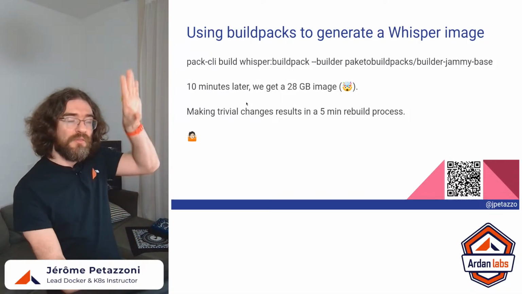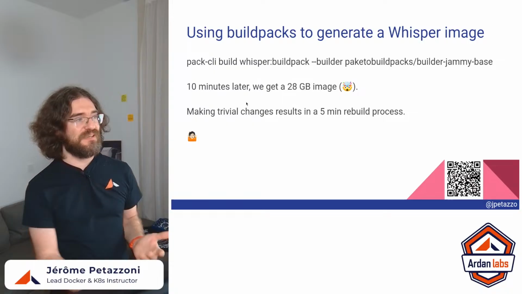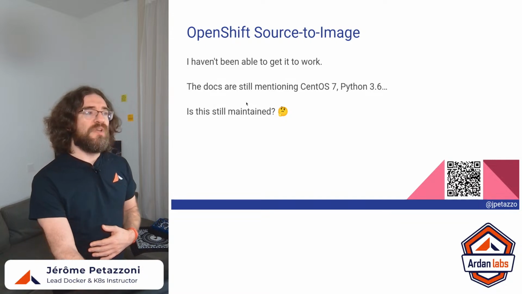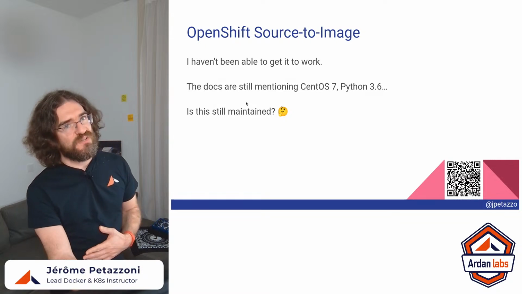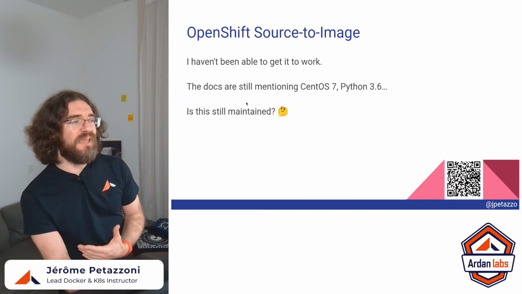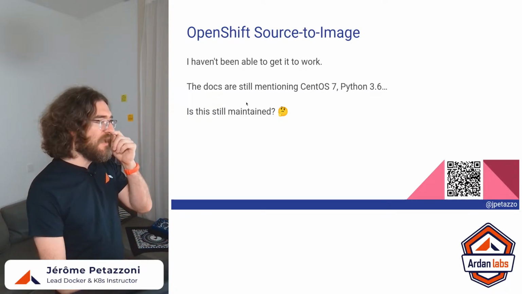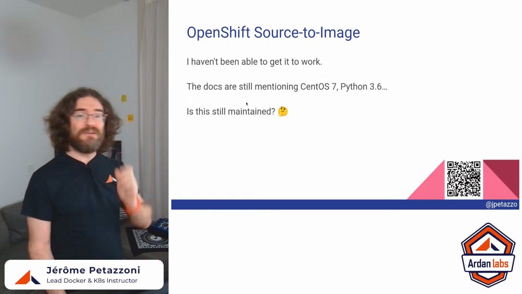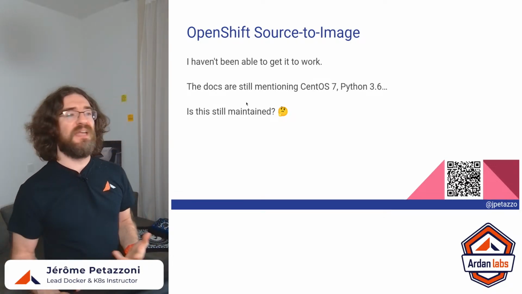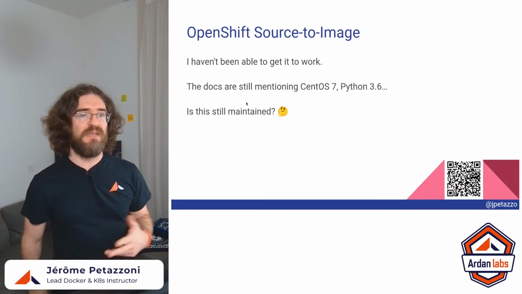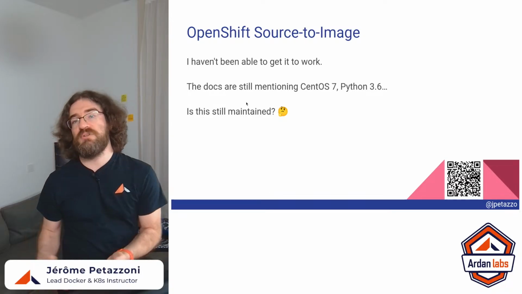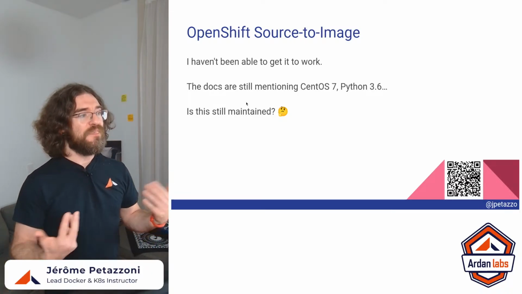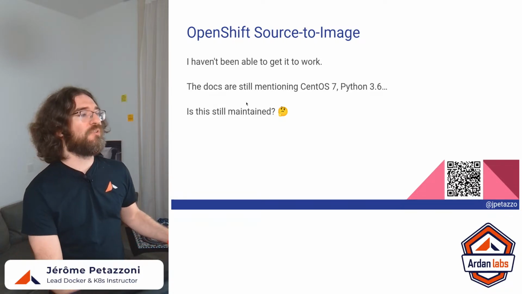Now, maybe there are other variants of buildpacks that work better for data science, but I couldn't find them. So there is something in OpenShift called source to image. Documentation, at least for Python apps, is not great. It seems to be maybe not maintained. I was like, wow, they're still talking about CentOS 7 and Python 3.6. That's old. So I don't know. Maybe it's still maintained, but the docs are hidden behind some paywall or whatever. Maybe if you have an OpenShift subscription and you're using source to image, you can tell me if it works great for data science, but using just the publicly available information, not convincing.